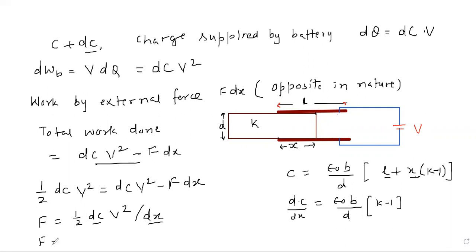So F will be equal to 1 by 2 V square times dC upon dx, which is epsilon naught B divided by D times K minus 1, which is our answer.